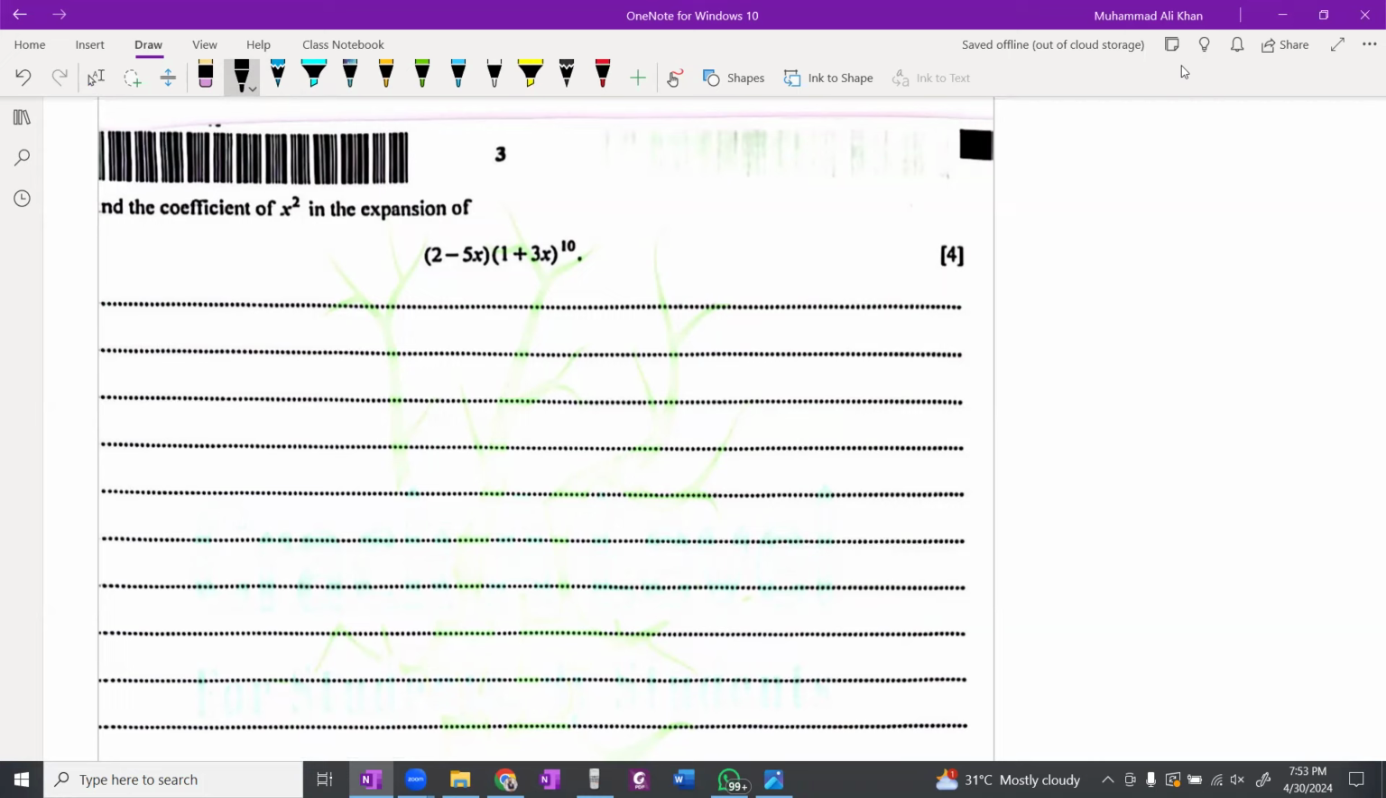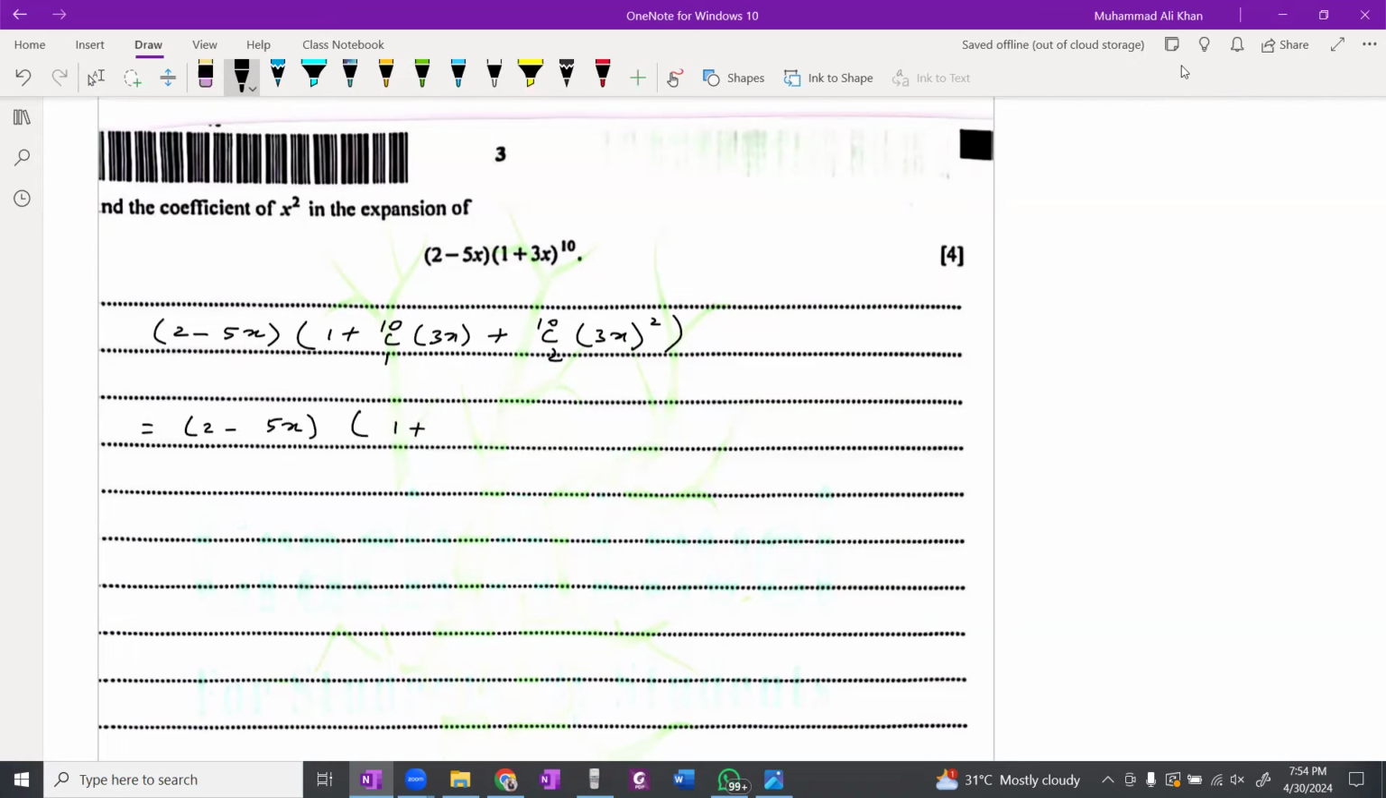Find the coefficient of x squared in the expansion of this. So the first bracket is expanded bracket. We don't have to expand the first bracket as the whole power of the bracket is 1. And we have to expand the second bracket by using the formula 1 plus nC1 b1 plus nC2 b2. And we don't have to go further as we just have to calculate up to x squared. So now, this will be 2 minus 5x.